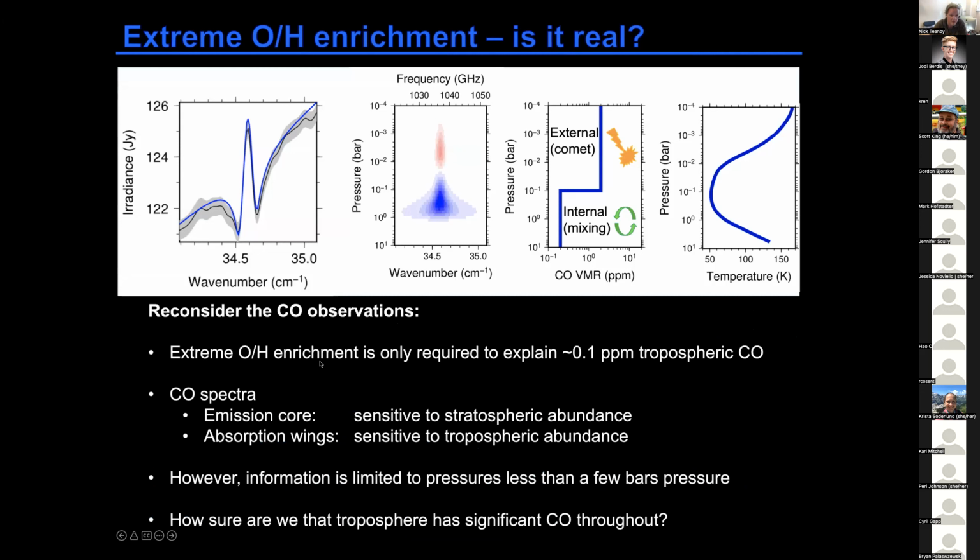So we need to reconsider these CO observations. We only really need this extreme OH if we're trying to explain this 0.1 parts per million tropospheric CO. If that's throughout the troposphere, that's one of the only ways to explain that. So if we look at the CO emission lines, we've got these cores and we've got these wings here.